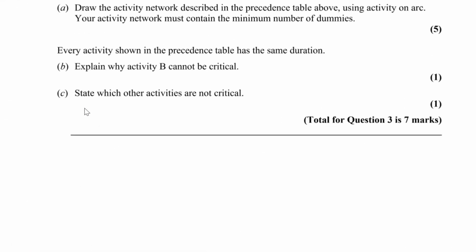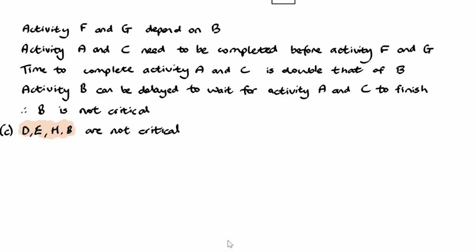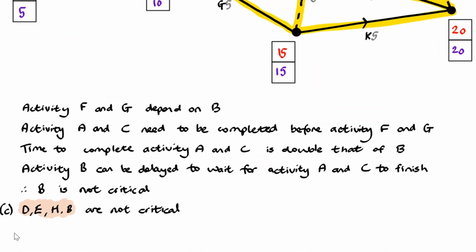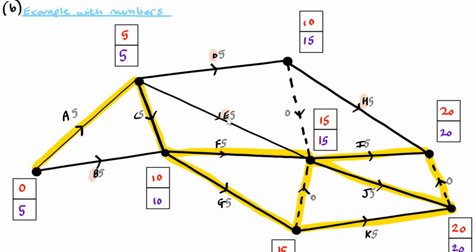And now for part C, state which other activities are not critical. Well, that's quite easy. We discussed this before, of course. D, E, H and B are not critical, and you can probably see that from the diagram as well.